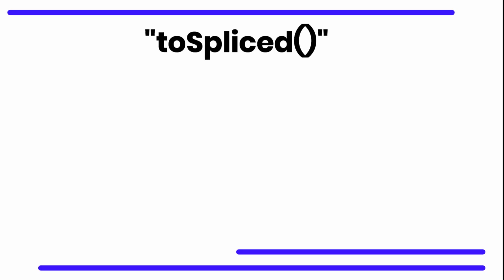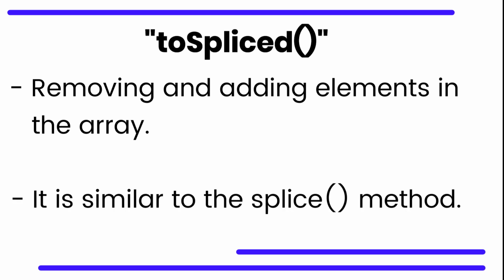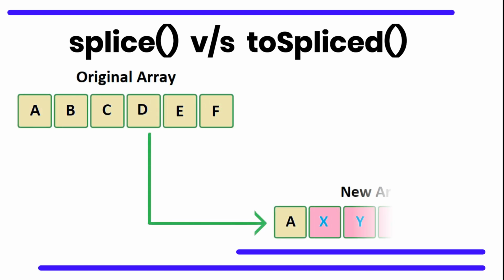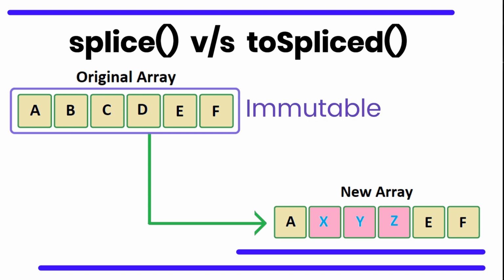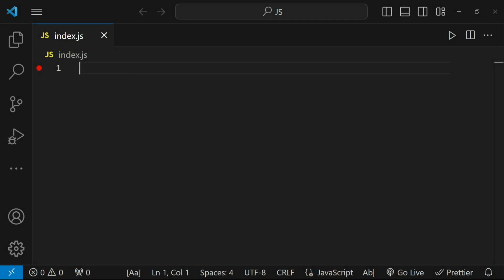In this lecture, we will explore a new method called toSpliced, which is used for removing and adding elements in the array. It is similar to the splice method. The only difference is the toSpliced method gives a new array and keeps the original array intact, that is immutable. Let's go to the coding screen, and here first of all we will try the splice method.